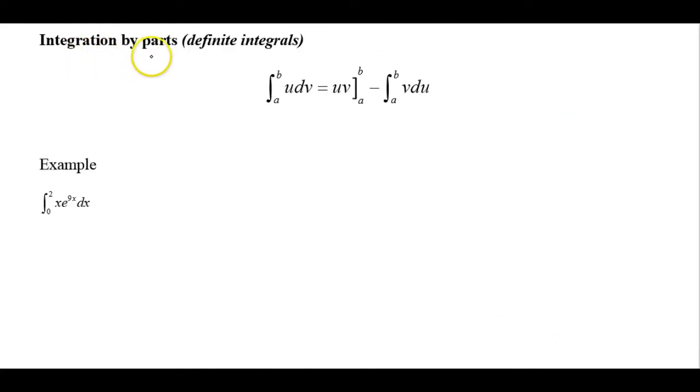Alright, so now we're going to look at integration by parts with definite integrals. And you'll notice it's the same exact formula, but now with limits of integration. So the integral from a to b of u dv equals u times v from a to b minus the integral from a to b of v du. So now we're going to go ahead and take a look at this example.